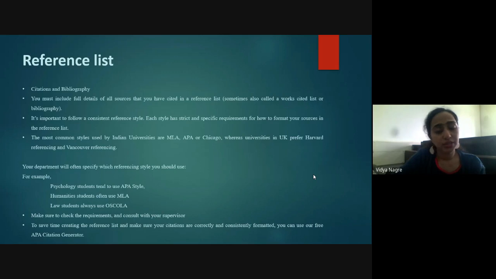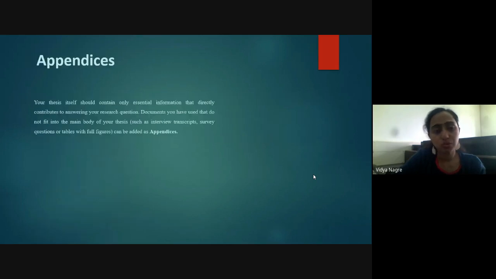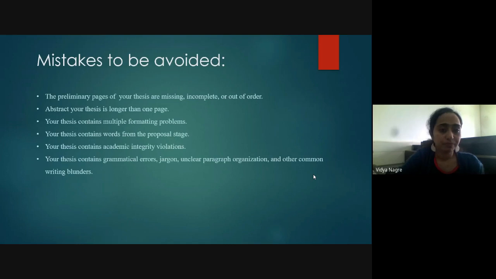Referencing, as I told you, there are various styles, and you have to go through those. There might be appendices in certain cases. For example, if somebody has done a field survey and taken some photographs, you can add those photographs at the end of your research thesis after the last chapter of conclusion as proof. So, for example, interview transcripts, survey questions, or tables with full figures, or questionnaires you used for interviews, let's say, you can add those in the appendices section.